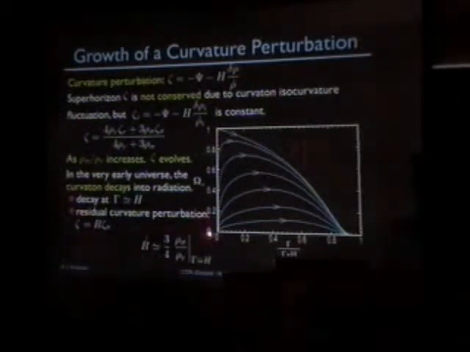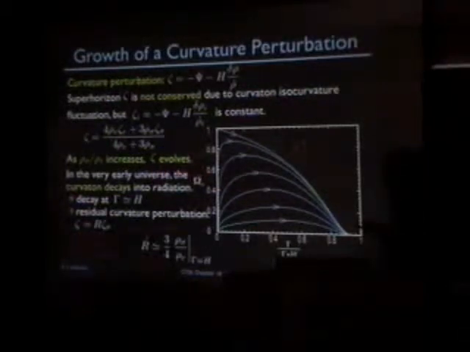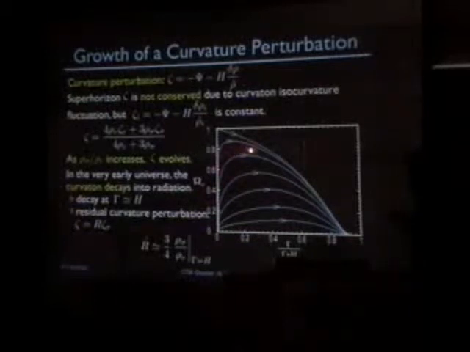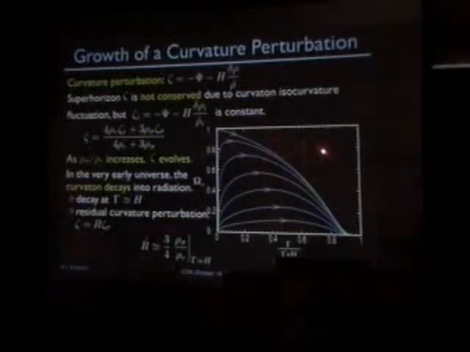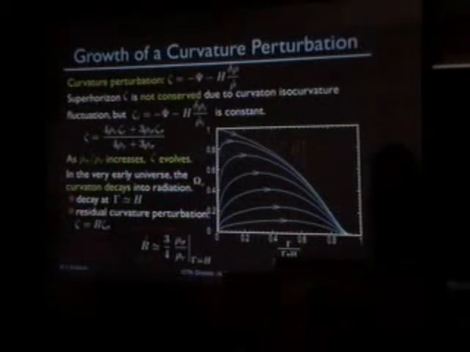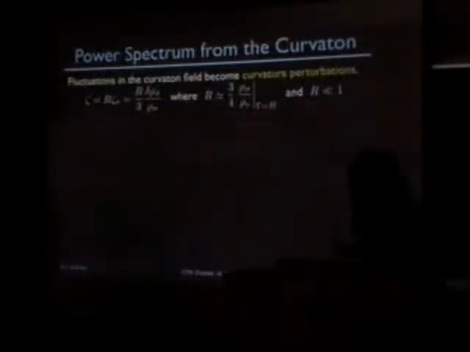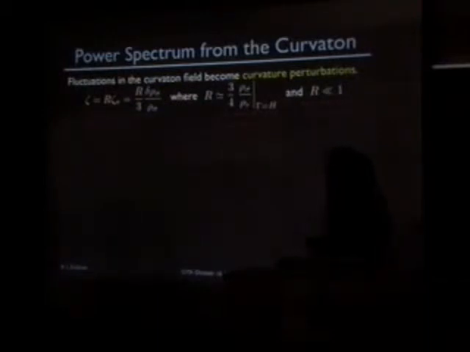So here we have different possible trajectories for the curvaton field. This is omega curvaton. It always starts at 0. It will grow while it oscillates, and then it will decay down to 0. And r here is increasing on these different trajectories as the decay time gets later and later and later. So we've seen how fluctuations in the curvaton field become curvature perturbations.